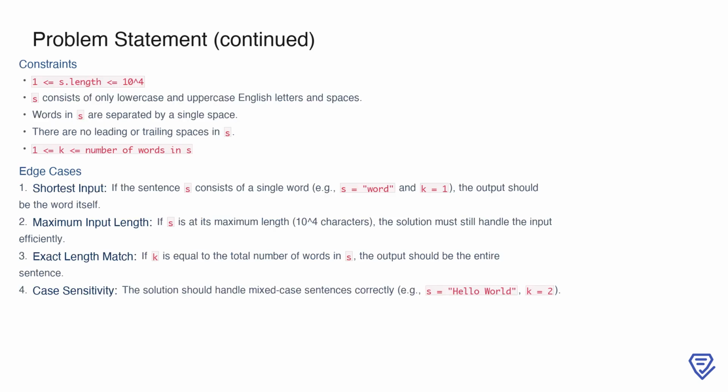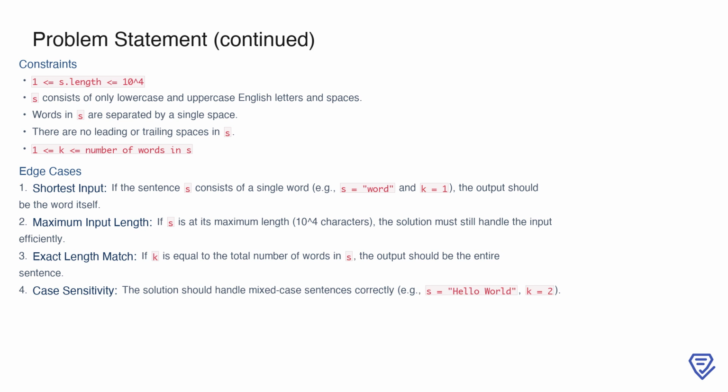Now, let's consider the constraints and edge cases. The length of the input string S can range from 1 to 10,000 characters, and it only contains uppercase and lowercase English letters along with spaces. Words are always separated by a single space, and the sentence has no leading or trailing spaces. The integer k satisfies the condition that it is at least 1 and at most equal to the number of words in S.